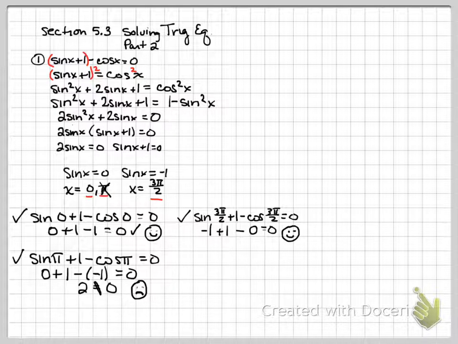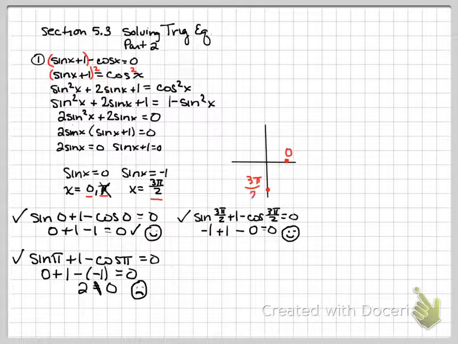And if I were to look at my graph that I have, 0 is here, and 3 pi over 2 is down here.